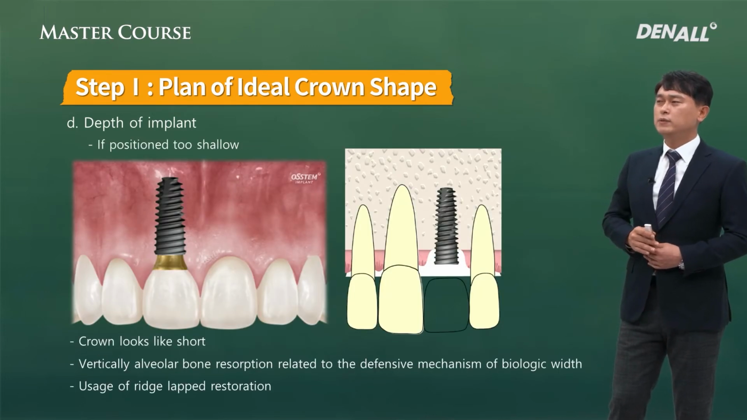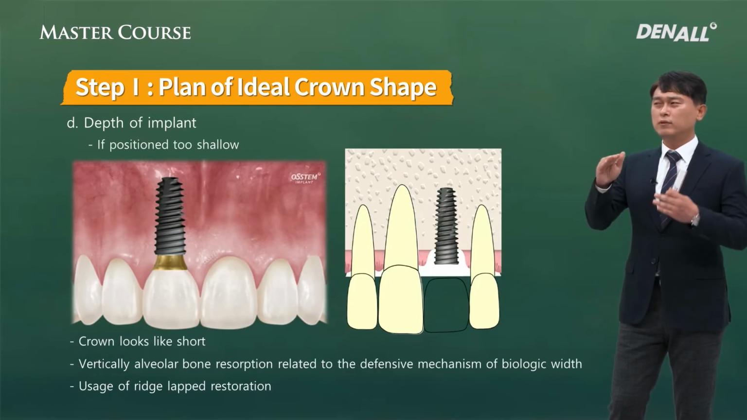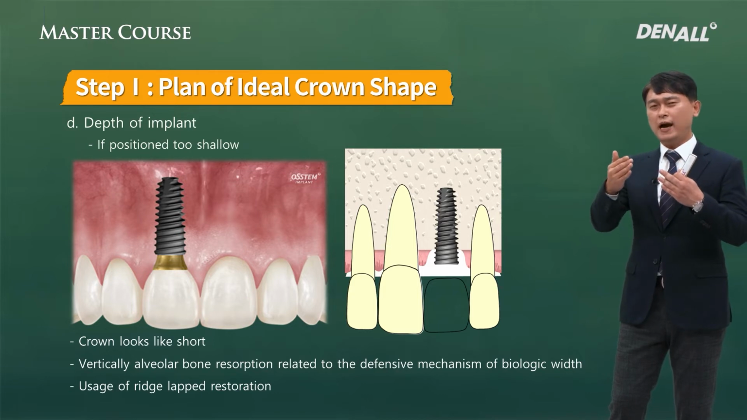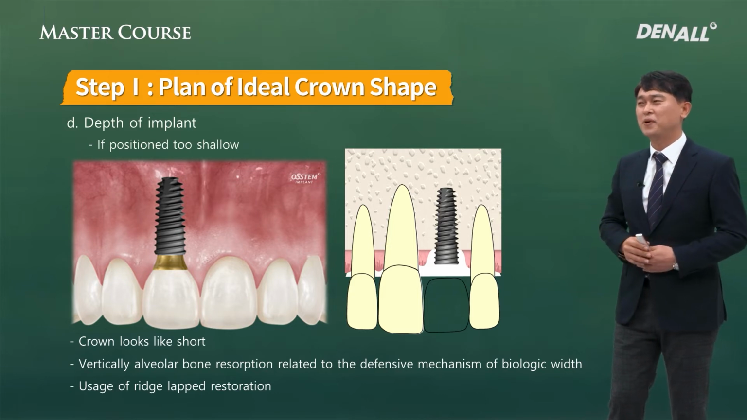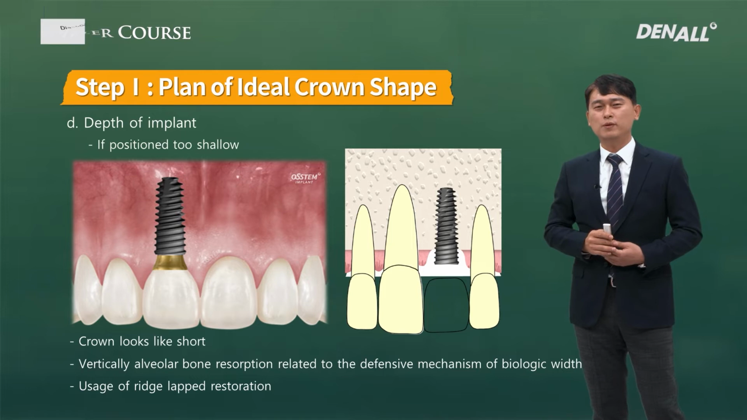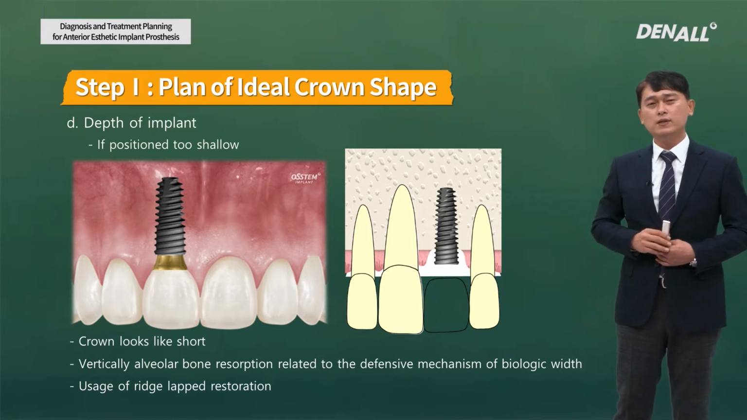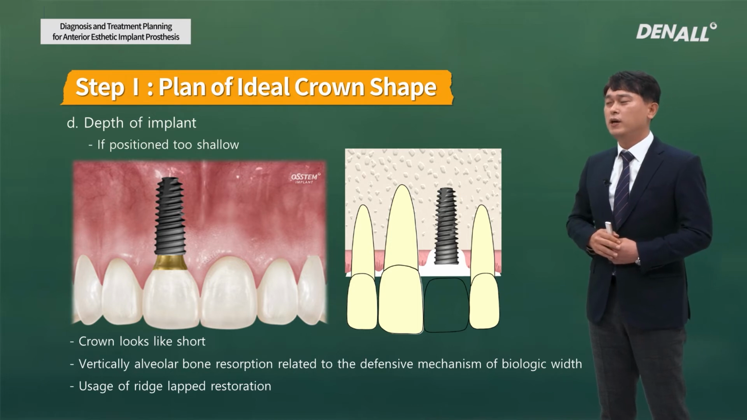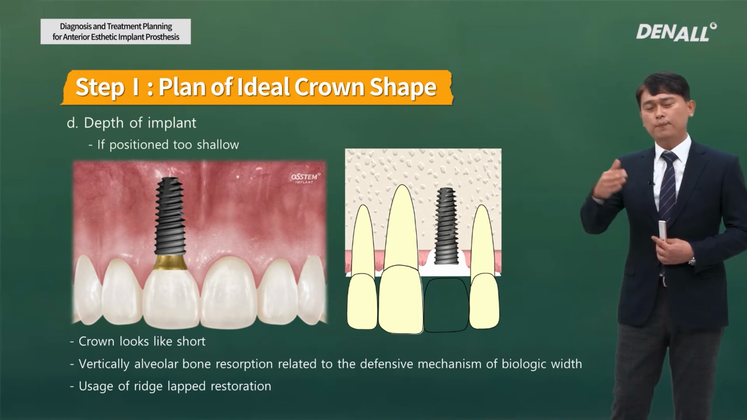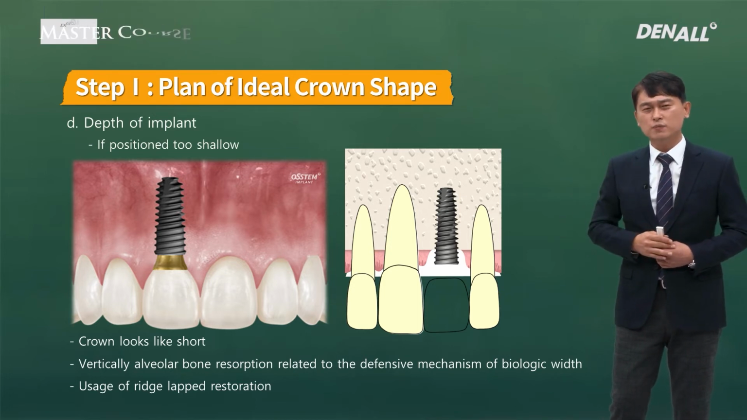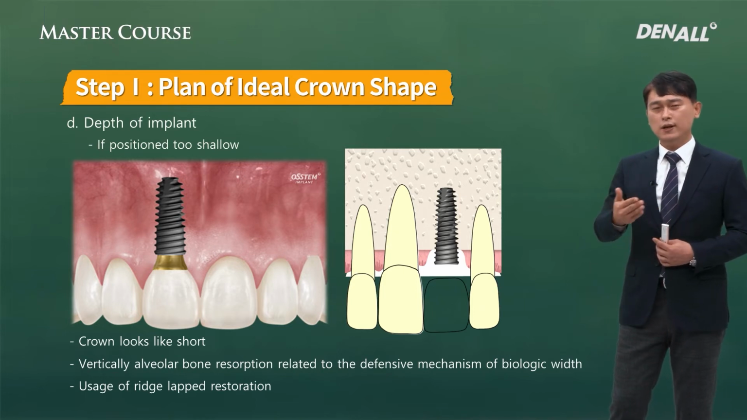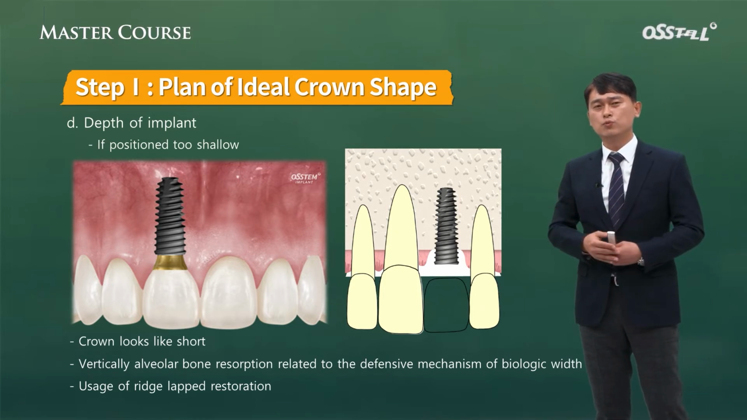If you place it too shallow, then it can lead to many complications. Serious complications can result. The crown length becomes shortened and the implant might as well be exposed. A lot of plaque can be accumulated and you can see red inflammation here. Therefore, implant placement depth plays a very critical role.